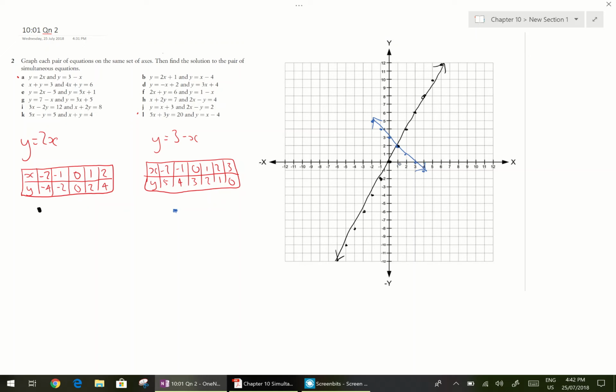They cross at the x point of 1 and the y point of 2. So the answer is 1, 2. And that's the solution. Or you could write it out as x equals 1, y equals 2. I'm not sure what the textbook will say. Now that's the answer for 2A. I'm going to stop this video now and I'll make another video for 2L because it might take a little bit longer.